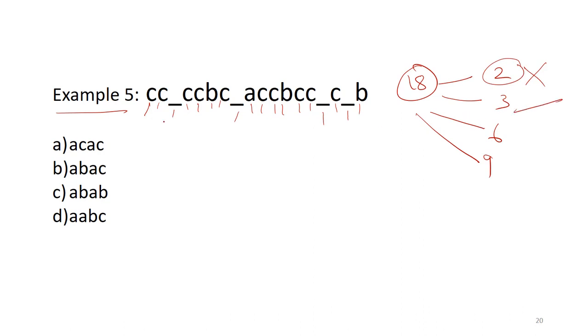So try grouping 3. 1, 2, 3, 1, 2, 3, 1, 2, 3, 1, 2, 3, 1, 2, 3 and 1, 2, 3. So CC dash, CCB, again CA, CCB, again CC dash, so CC dash C dash B. So quite confusing. If I try hard I'll get it, but why go with 3? Let me go with 6. Okay.